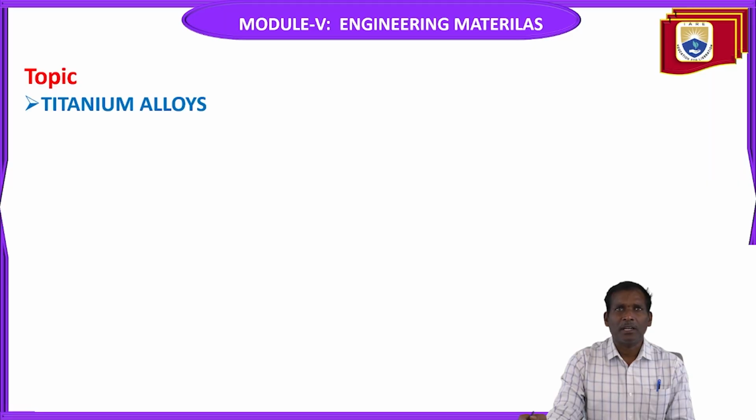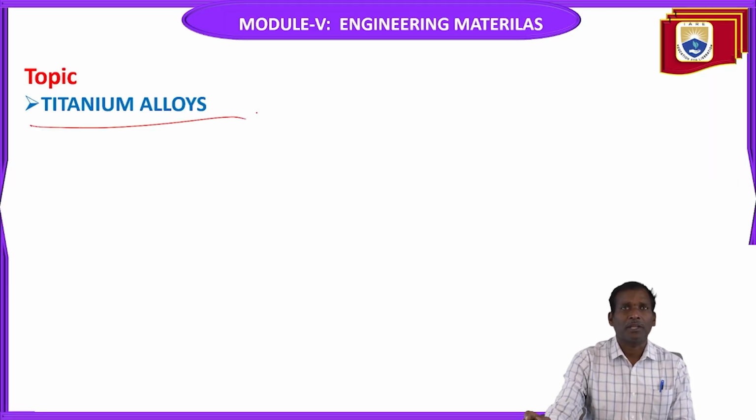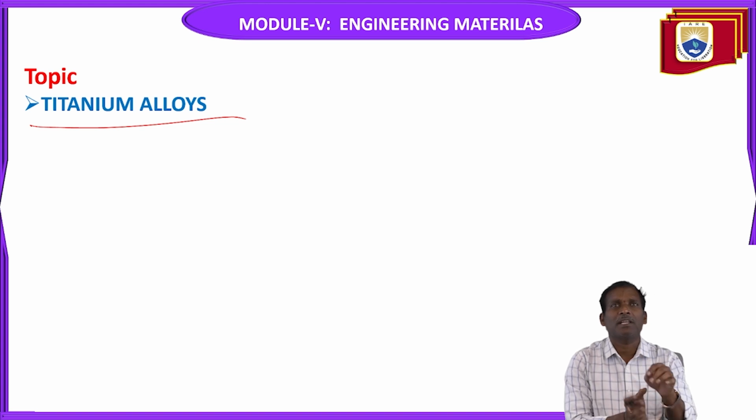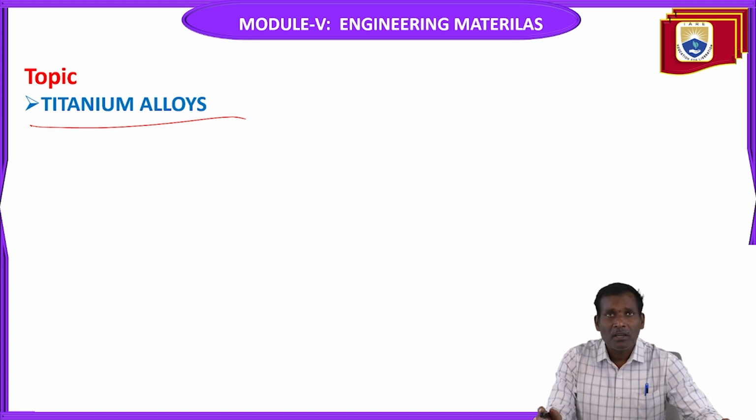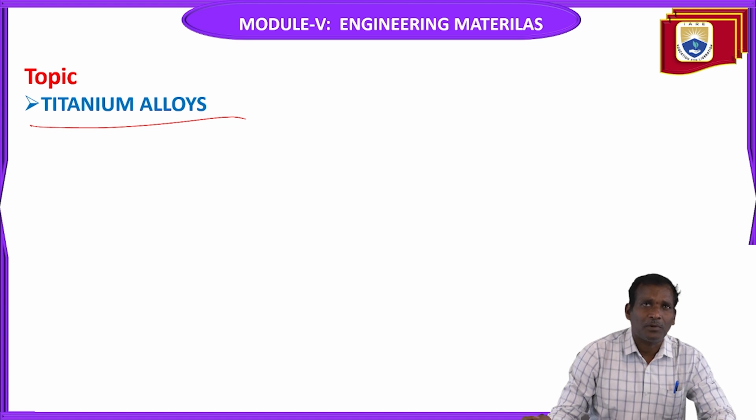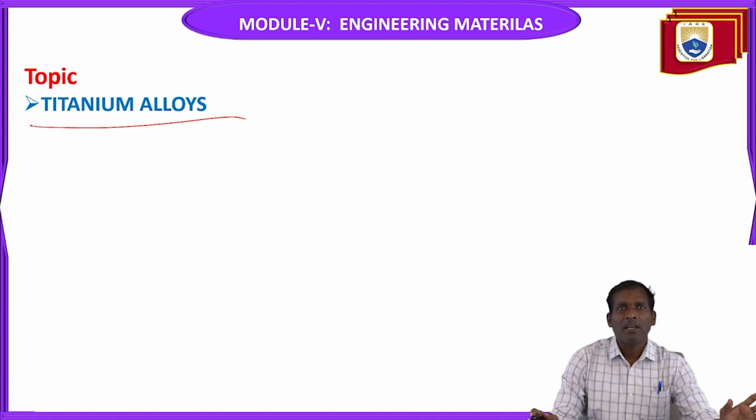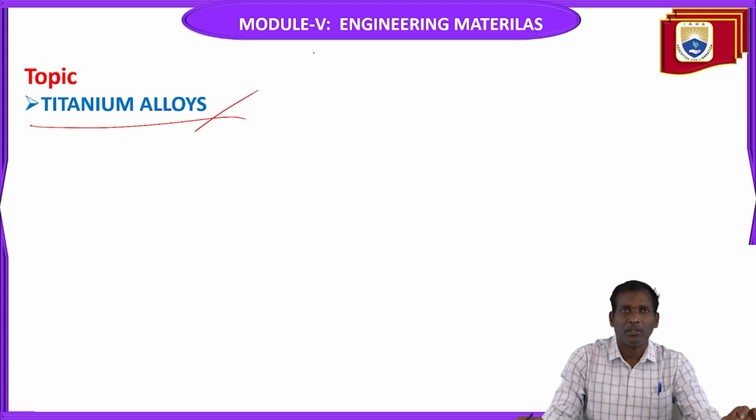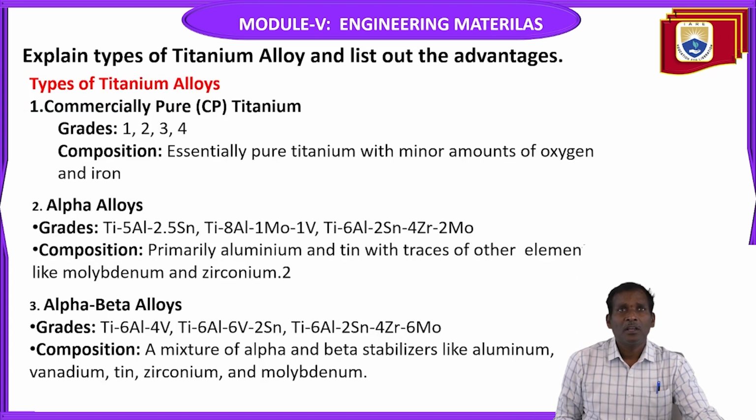So today the selective topic is titanium alloys. The titanium alloys come under engineering materials. Different materials are there; the classification of materials we have seen and studied in engineering materials. Now, for titanium alloys, what is the composition, what are the important applications, and what are the advantages and disadvantages, we will see. So, explain the types of titanium alloy and then list out the advantages.